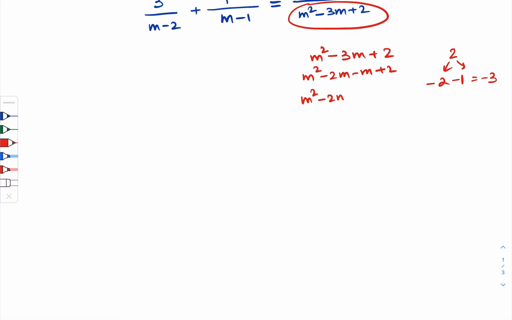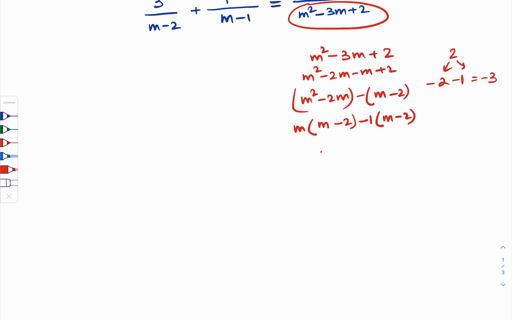m squared minus 2m, minus m. Watch carefully because I'm putting this in parentheses and there's a negative outside. The positive for the 2 is going to flip to a negative. Okay, now let's pull out common factors. So m comes out of the first one, leaving behind m minus 2. And 1 comes out of the second one, leaving behind m minus 2.